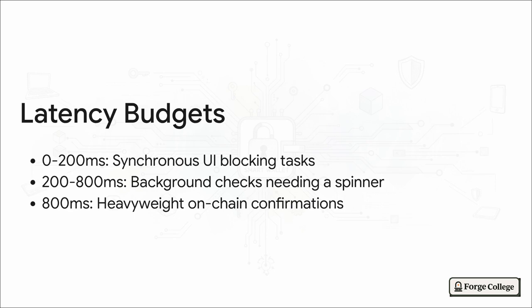So you need a background spinner to assure them the app hasn't just frozen. And anything over 800 milliseconds, you are firmly in the territory of heavyweight on-chain confirmations, and you have got to handle that asynchronously so you don't completely ruin the click-to-confirm flow. This budget dictates everything about your abstraction layer. If an off-chain risk-scoring check takes 300 milliseconds, you simply cannot make it a UI blocking task. You have to design the architecture around human perception.